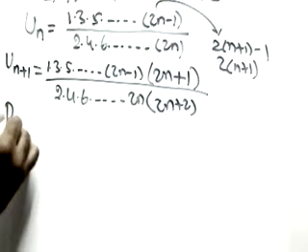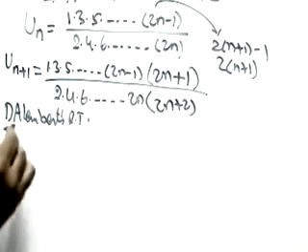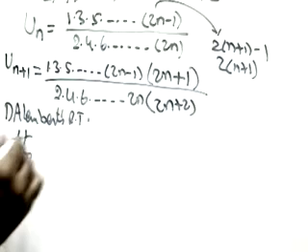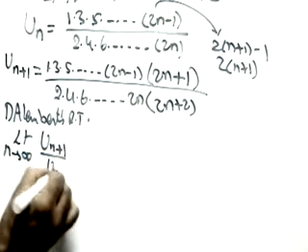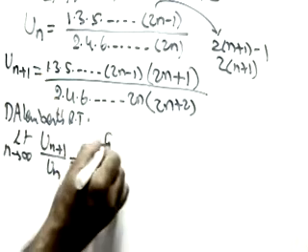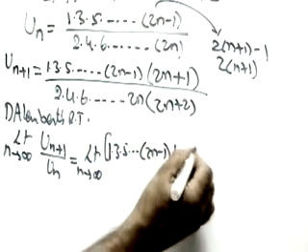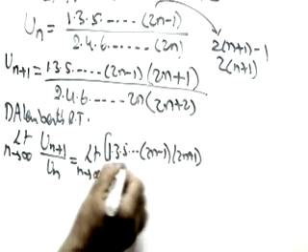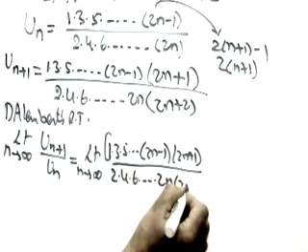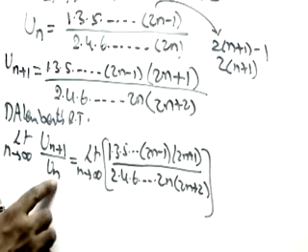Now first we have to use D'Alembert's ratio test. What is its formula? Limit n tends to infinity of un plus 1 by un, as we have done. Un plus 1 is this: 1 into 3 into 5 into so on, 2n minus 1 into 2n plus 1, divided by 2 into 4 into 6 into so on, 2n into 2n plus 2. So this is un plus 1.